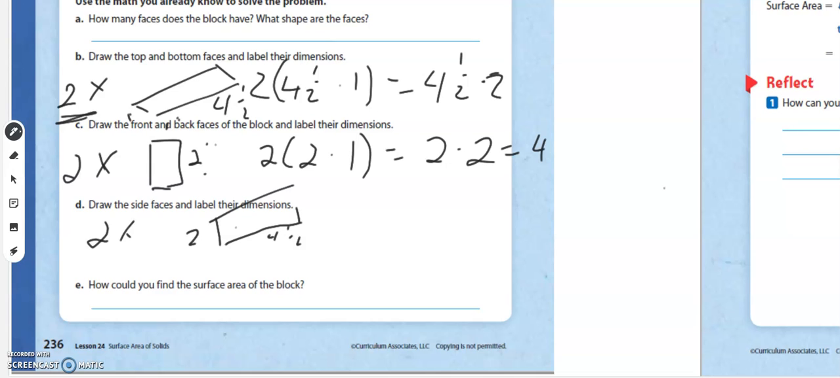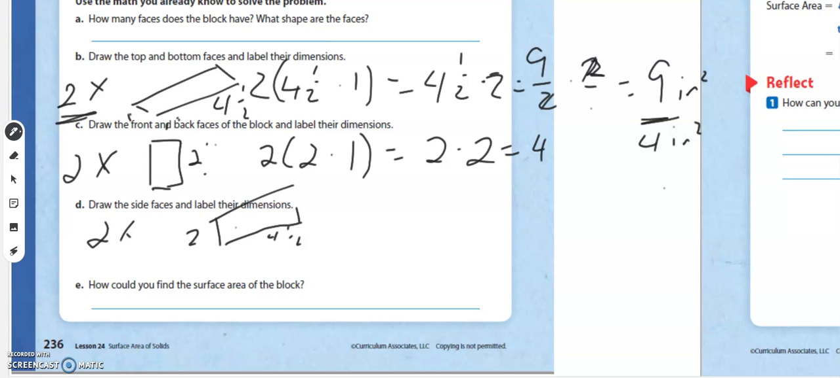In order to multiply times fractions, you have to switch mixed numbers over to improper fractions. So that's 2 times 4 is 8, plus 1 is 9. So 9 halves times 2. The 2s cancel each other out, and that's 9. So that one is 9 square inches. This is 4 square inches.